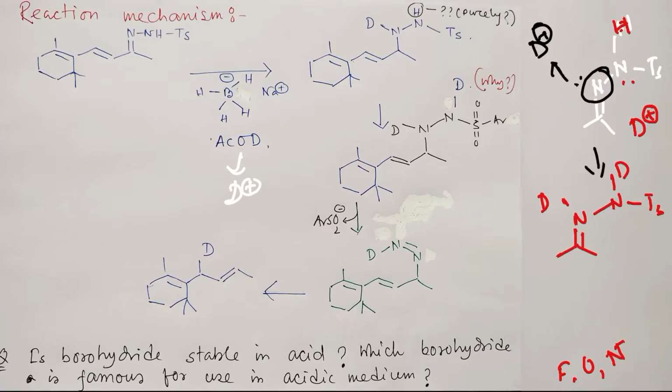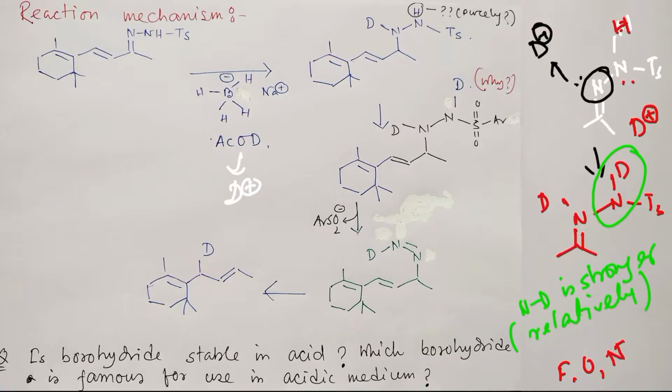Now you may ask one question: sir, why will this remain in the reaction medium? If exchange is possible, then we may expect 50-50, but that's not the case. Why? Because this ND bond is relatively stronger than NH. So ultimately, after a certain time of equilibration, the percentage of this D will be more, and if its percentage is more, this will be reflected in the final product.